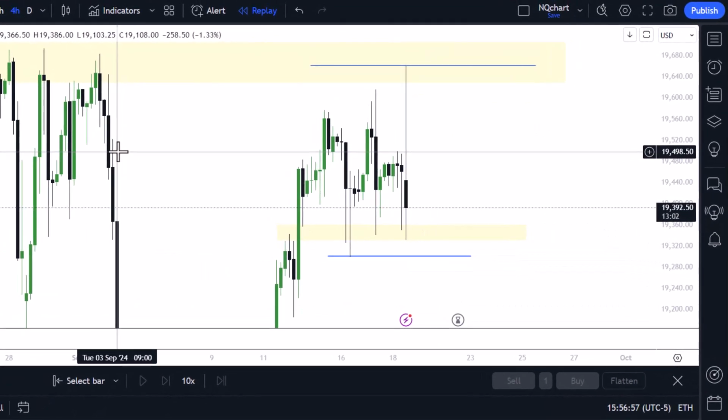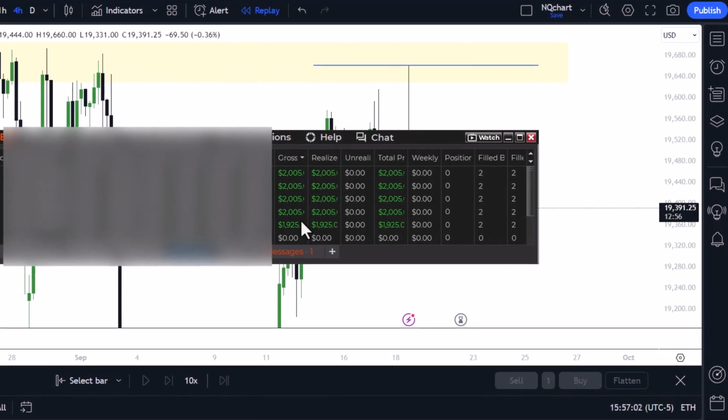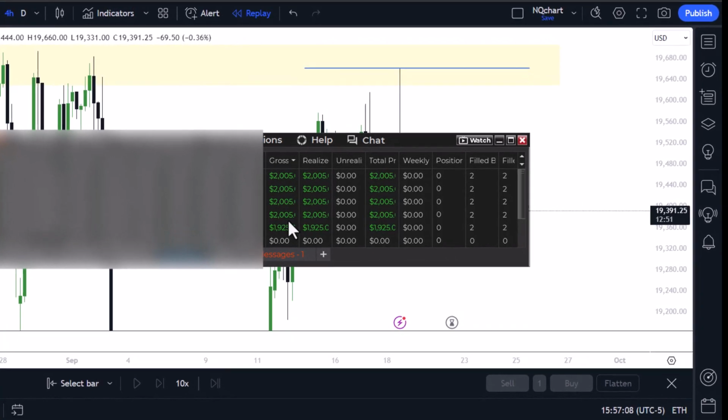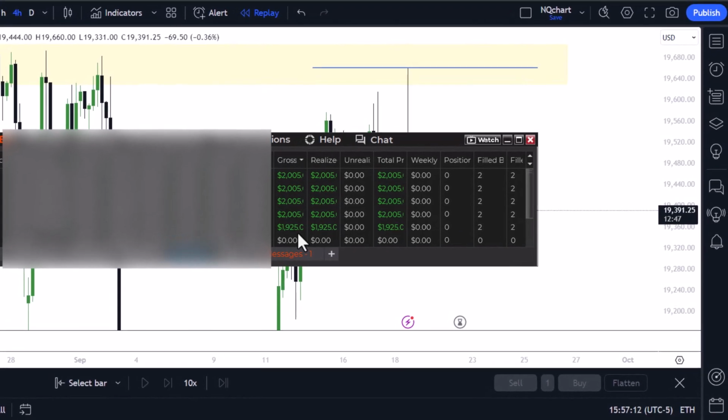I'm going to show you how I made over 10K today in just a single trade. These are the profits on the day. We're looking at 2,000, 2,000, 2,000, 2,000 on 4 accounts, and then 1,900 on our 5th account.